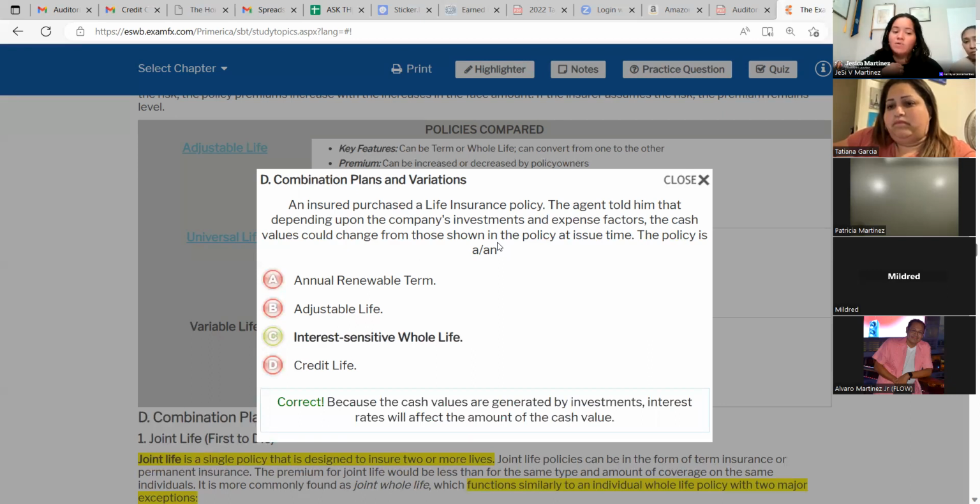To be honest with you, in what we have covered, I never saw a credit life option. I don't know if you guys remember reading that. Annual renewable term, there were a lot of questions about that one already. In adjustable life, we know it goes on the same, basically, general accounts, so the cash value will not depend on the interest. We have a guaranteed interest on what is called an adjustable life.